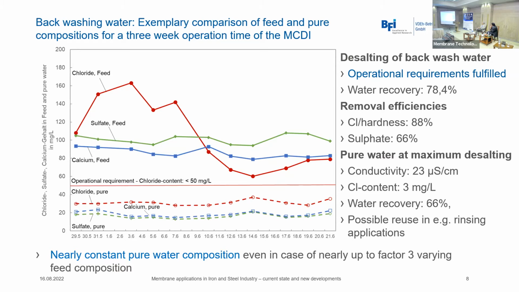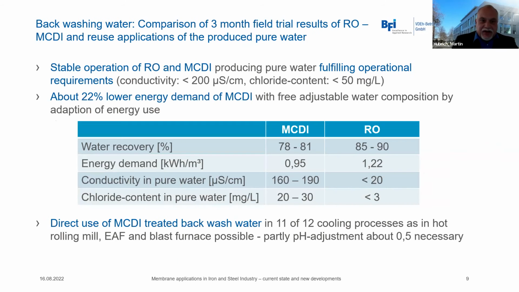The same is true for fluoride, sulfate and calcium, where we have more or less constant values. This is very important for all the following production processes, so that you can be sure that the water quality is always the same and has no impact coming from production or from seasonal impacts. So we achieved the operational requirements, and we had a water recovery of about 78% with an energy consumption which was lower. I will just show you on the next slide.